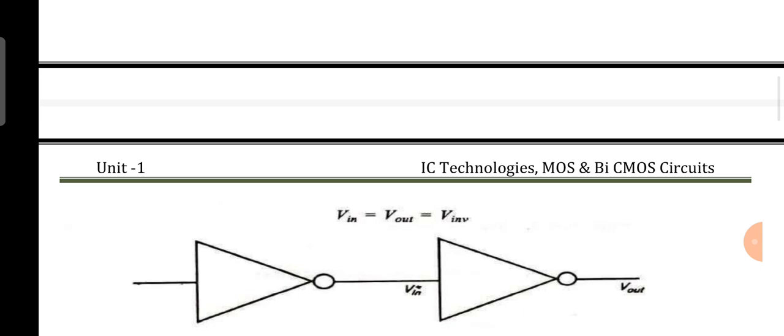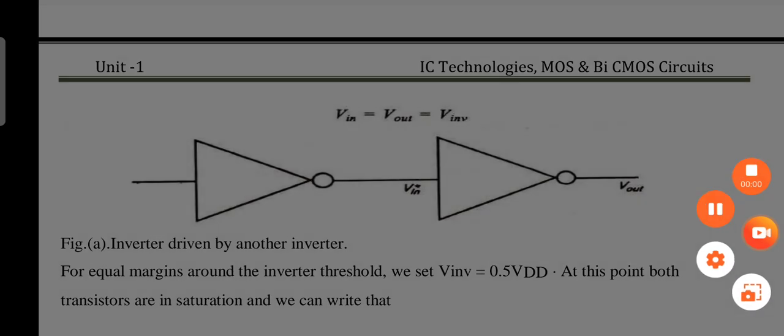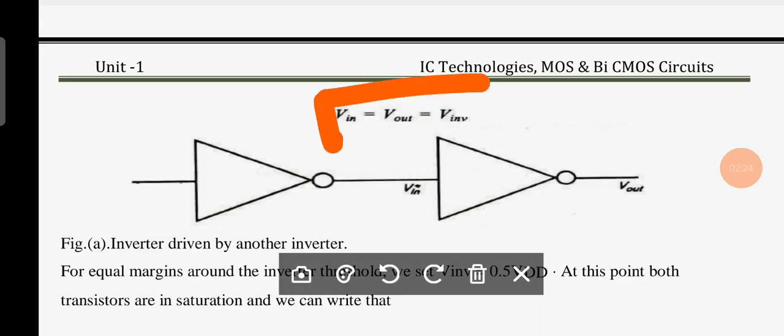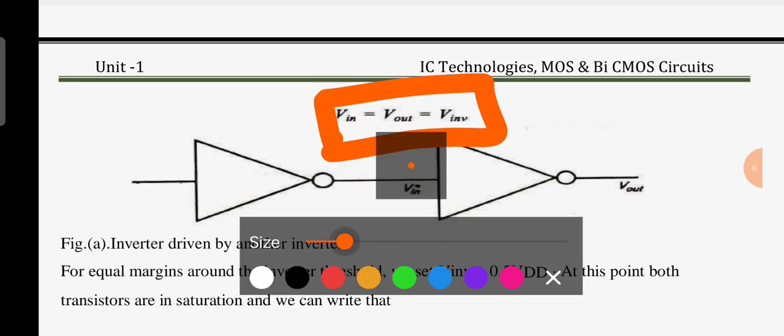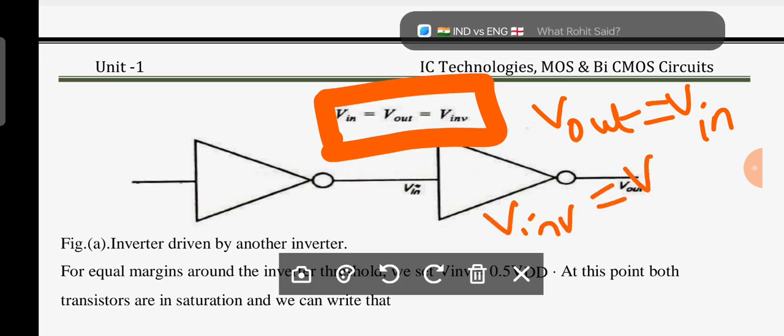Here you can observe this is an inverter, an NMOS inverter driven by an NMOS inverter. For equal noise margins we are going to operate in this region. What is this region, guys? Vin equals Vout equals V inverting. Can anybody try to tell? In the last class we saw this in the concept of CMOS inverter analysis and design. Absolutely. Is it clear? When Vout and Vin are equal, we can call that the inverting voltage, which is equal to what? VDD by 2. Absolutely. Is it clear, all of you?